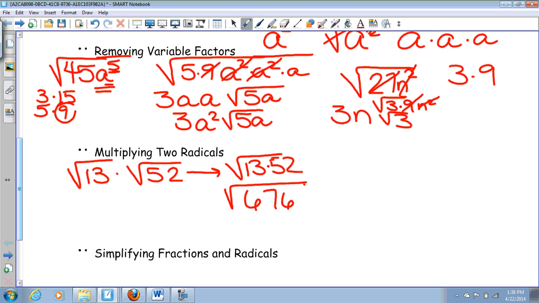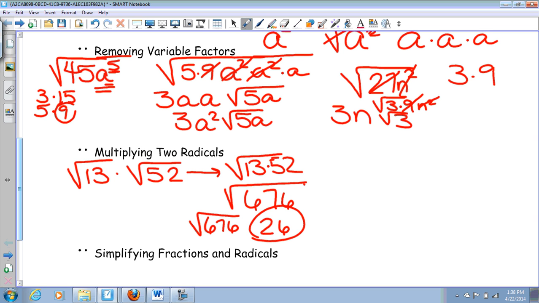So I need to find the square root of that. So I need to find some perfect squares. Okay? Well, if I know my perfect squares, I know 20 squared is 400. So it's larger than that. I know 25 squared is 625. So that's close. So if it's a perfect square, I'm going to try 26. And it just happens that the square root of 676 is actually 26. So it was a perfect square.